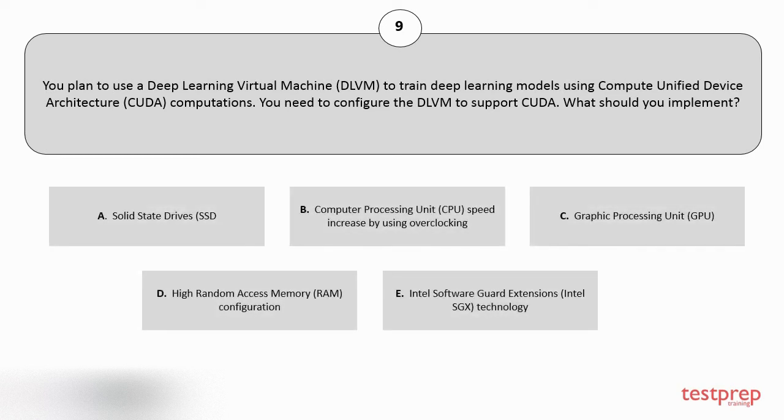Your options are: A. Solid-state drives, SSD, B. Central processing unit, CPU, speed increase by using overclocking, C. Graphics processing unit, GPU, D. High random access memory, RAM, configuration, E. Intel Software Guard Extensions, Intel SGX, technology. The correct answer is option C.